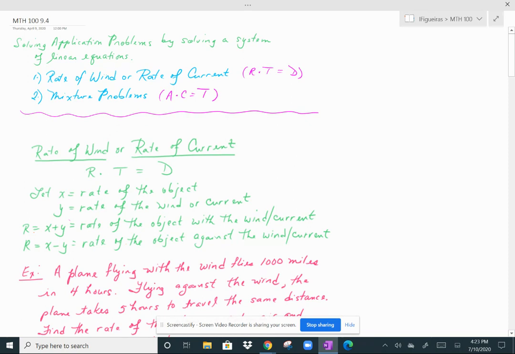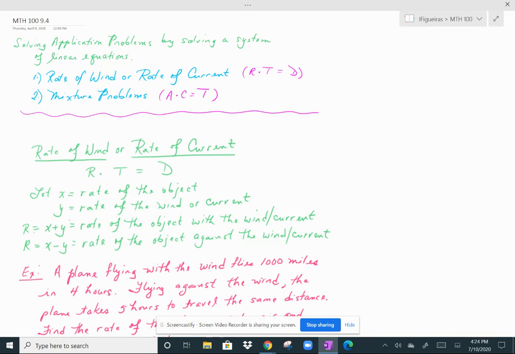These problems will have to do with an object traveling either in the air, it could also be on land, where wind is a factor. When you're traveling with the wind, that makes the object go faster because it's propelling the object forward or helping the object to move forward. But when you're going against the wind, it slows the object down. And the same is true with something in the water. So rate of current problems would be an object in the water. When it's going with the current, the object moves faster. When it's going against the current, it slows it down.